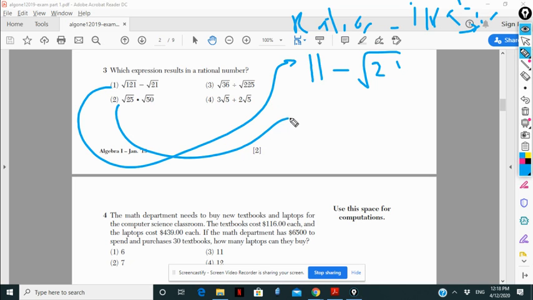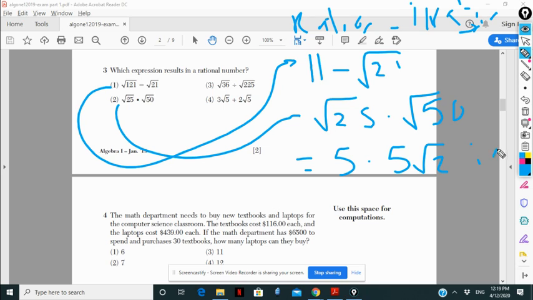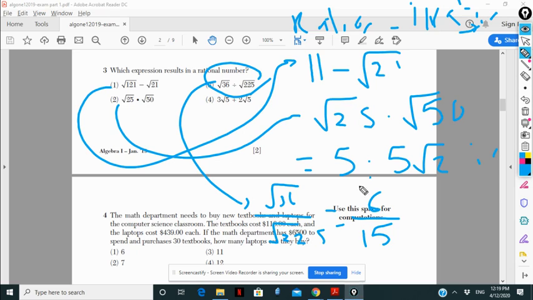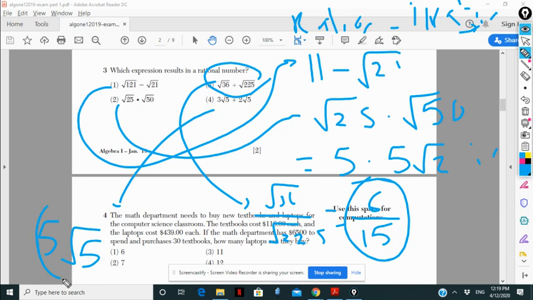Now I'm going for number 2. Radical 25 times radical 50, which is going to be 5 times 5 radical 2. That's irrational. I'm going to do this one. So radical 36 divided by radical 225 is 6 over 15. That is rational. And the last one, if you're adding, it's 5 radical 5, that's irrational. So the answer should be number 3.